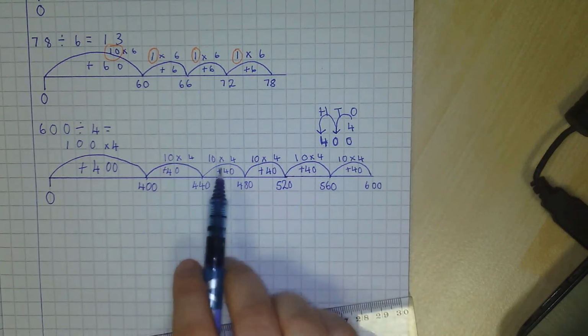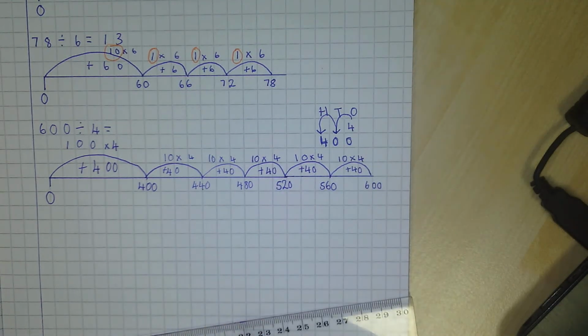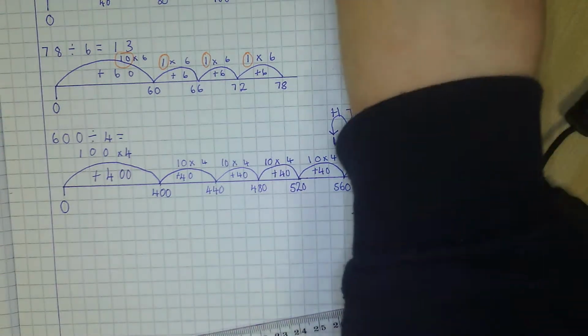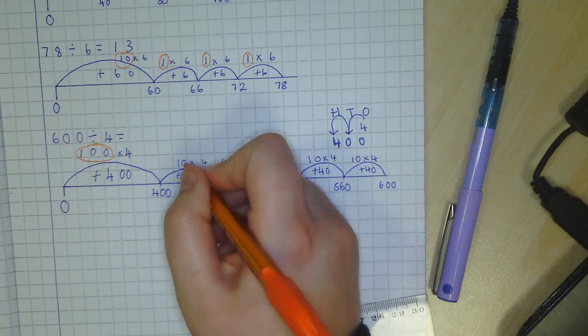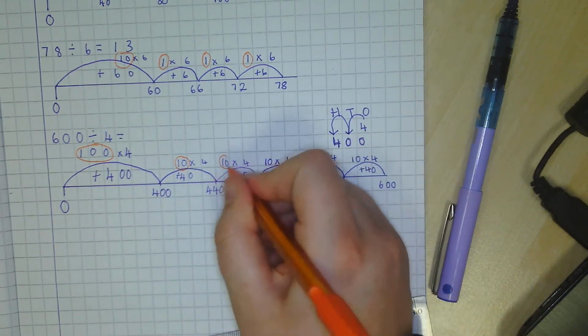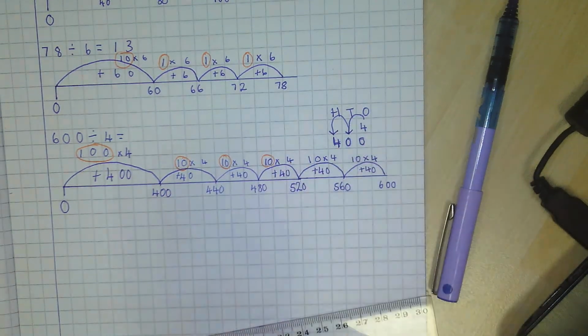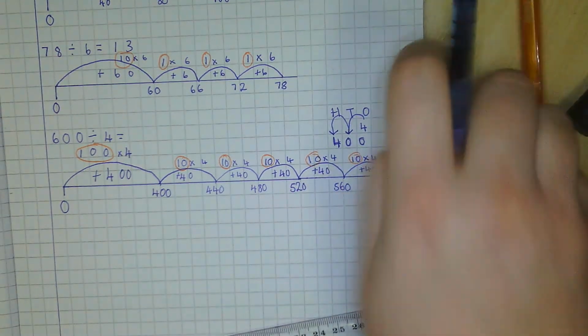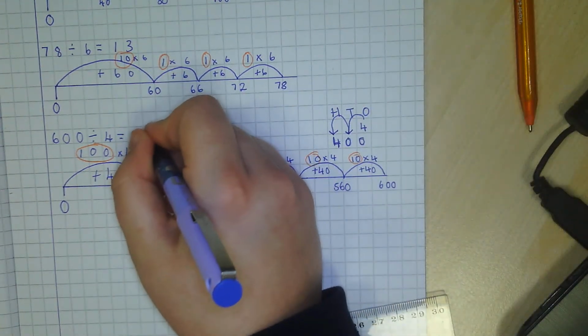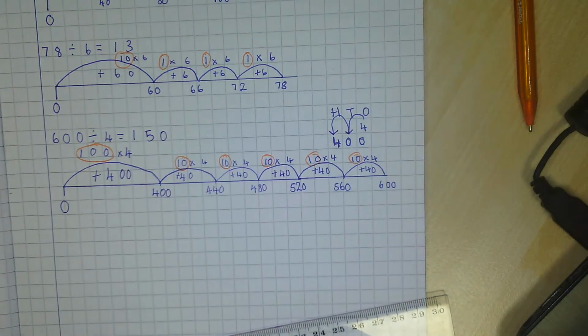Okay, so as you can see, that was 5 lots of 10 we've done. Not our final answer though, so we now need to add on 100, 110, 120, 130, 140, 150. So our answer is 150.